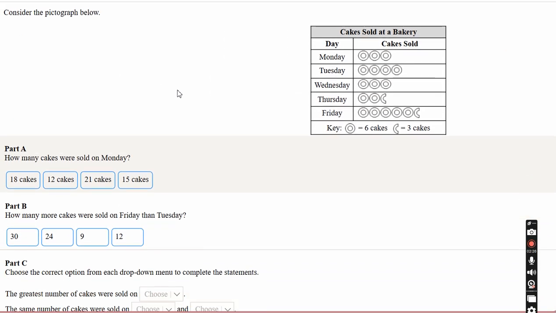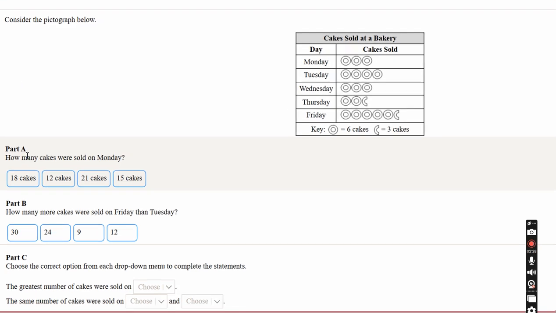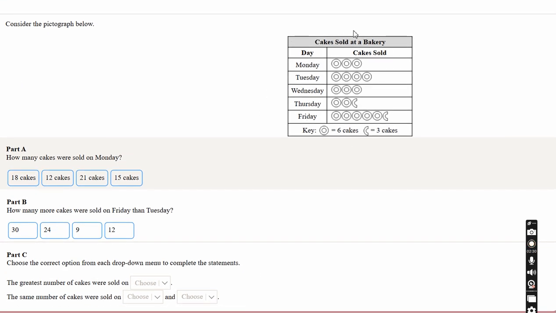Now here, how many cakes were sold on Monday? Now let's remember what they are. First of all, let's figure out what they have given to us on the graph. You can see here one of these circles that are made like this is equal to 6. Right? And half of that will be 3 cakes. Now they're saying 6 on Monday. So let's write on top 6, 6, and 6.